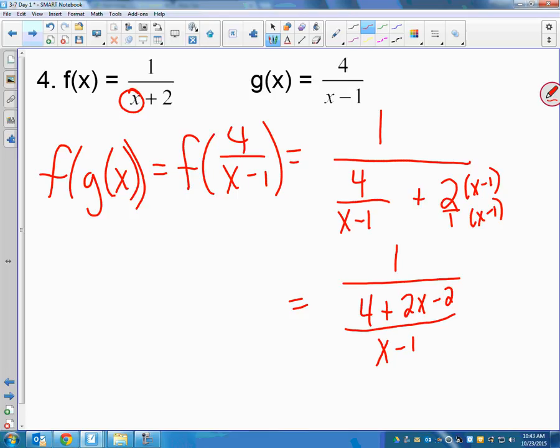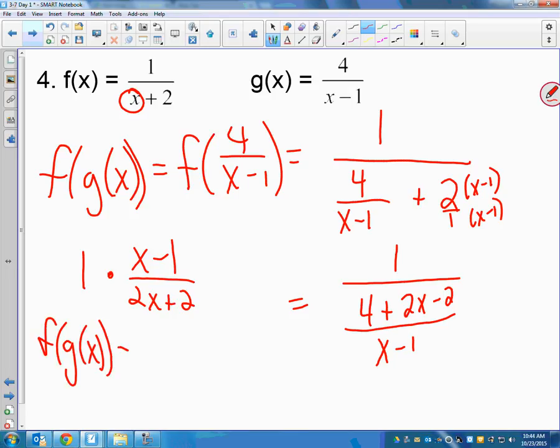You agree with that? And then if I have 1 over a fraction, if I multiply by the reciprocal, isn't that just going to flip it over? So that's going to change to, I'm going to write it over here, 1 times, flipping it over would be x minus 1 over 2x plus 2. Is that true? You can't really simplify any more of that. F of g of x would equal x minus 1 over 2x plus 2.